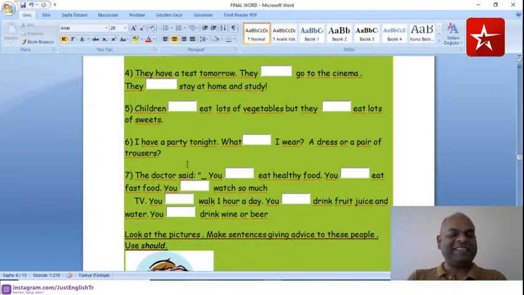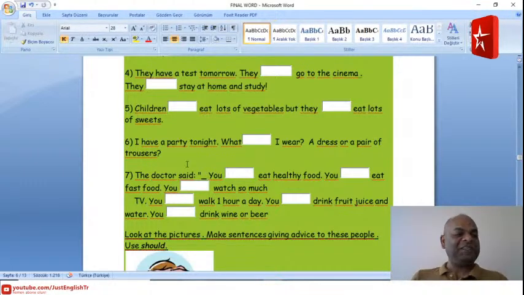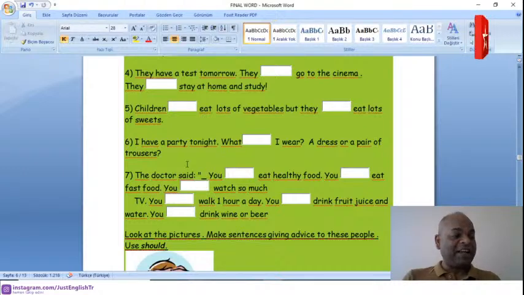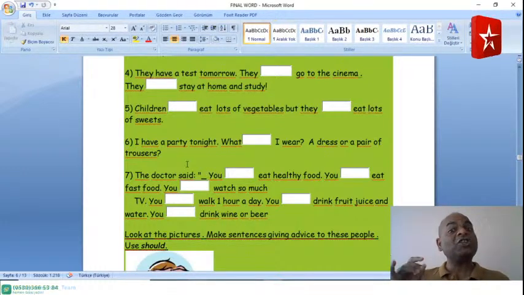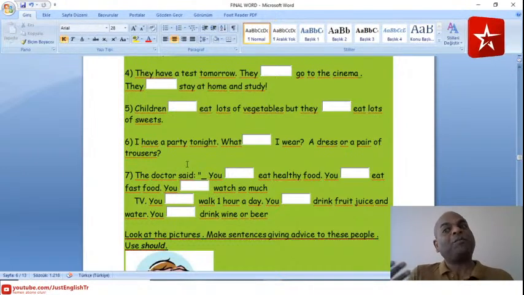Number 6, guys. Let's do number 6 together. I have a party tonight. What dash I wear? A dress or a pair of trousers? Guys, give me the answer for number 6. I have a party tonight. What should I wear? Now that's number 6 coming out. The answers from Khan, Nijat, Fatima, Oksana, great. And Alia says should. Wonderful. That's a good answer. So the answer is what should I wear? Now actually you're trying to take advice from someone else.